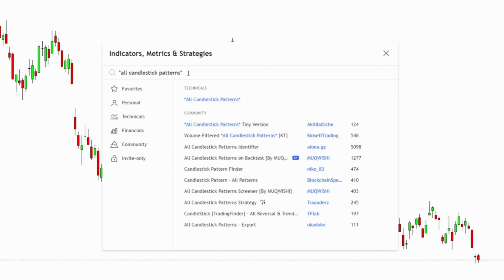For this indicator, if you use another language in TradingView, you might need to search for this in your own language. I have been getting a few comments that people have trouble finding these indicators. But if you have TradingView in English, you should be able to search for star, all candlestick patterns. And the indicator we want to open up is this one at the top right here. If you want to, feel free to star this indicator, but now let's open this one up.